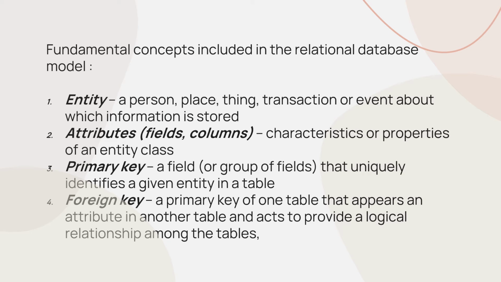So the fundamental concepts included in the relational database model are, the first one, entity: a person, place, thing, transaction, or event about which information is stored. The second one is attributes, which are fields and columns, characteristics or properties of an entity class. The third one is primary key, a field or a group of fields that uniquely identifies a given entity in a table. Number 4 is foreign key, a primary key of one table that appears as an attribute in another table and acts to provide a logical relationship among the tables.